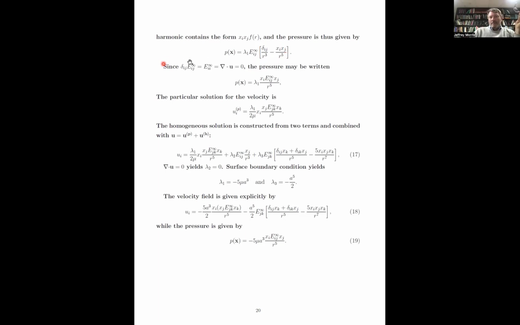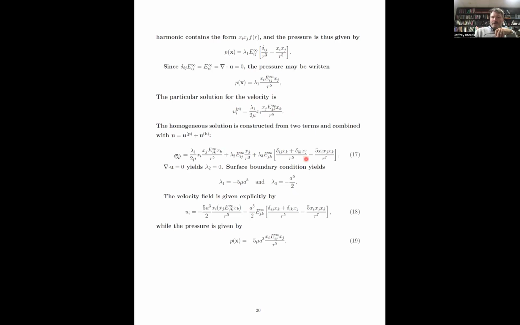Okay, so delta IJ, EIJ turns out to be the trace of the rate of strain, and the trace of the rate of strain is the same as the divergence of the velocity. So the pressure, it turns out, can be written more simply this way because the incompressibility gets rid of this first term. We can write the particular solution again by taking the pressure divided by 2 mu times x, and so it has this xxx times EIJ form.